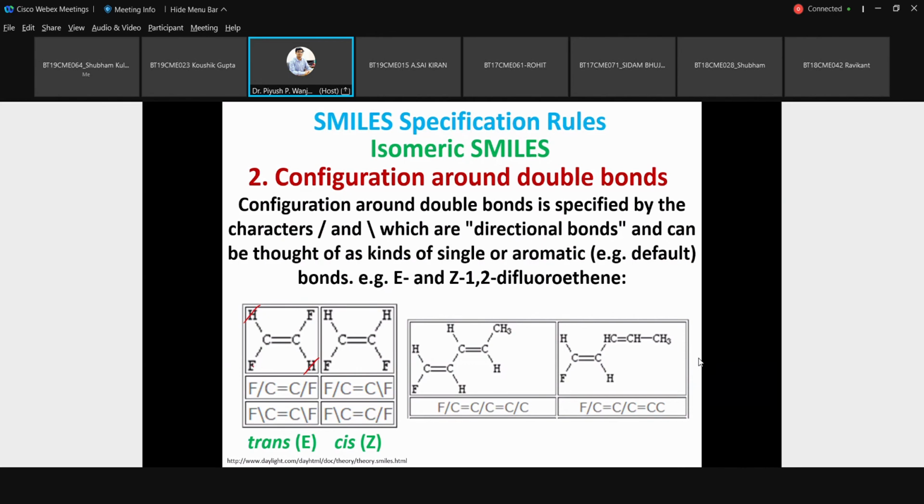So when fluorine is attached to this carbon, then double bond, and then this is how the representation can be. Or if you remove the hydrogen from here, fluorine can be attached to this carbon, and then you have isomers like this. So this particular thing, does anybody know any term for this?